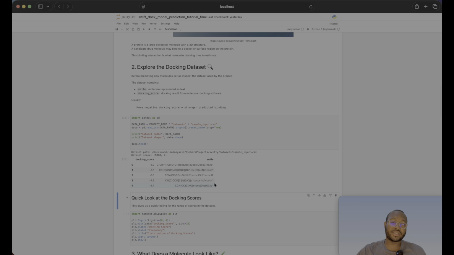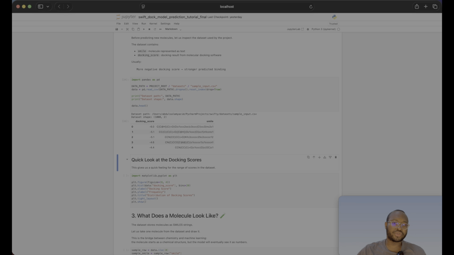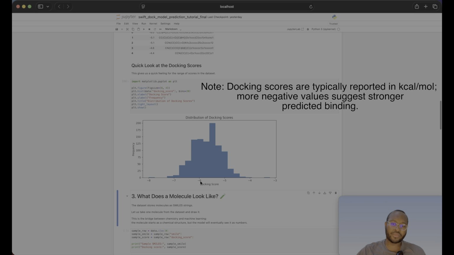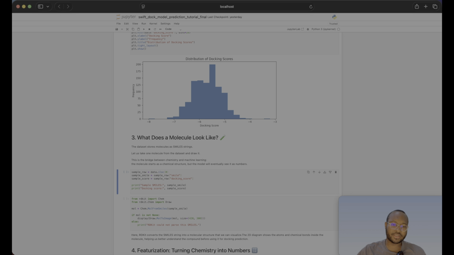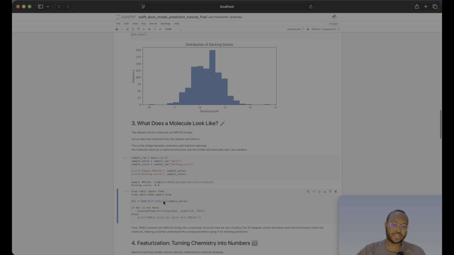In here, let's say we have 1000 candidate molecules. We're not going to dock all of them. We are just going to dock, let's say, 5 of them, and then train the model using just these 5, and then use the model to predict docking scores of the undocked ones. Let's look at the distribution of the docking scores. Okay, most between -5 and -6. And let's look at the sample SMILES, which is this, and this is the docking score.